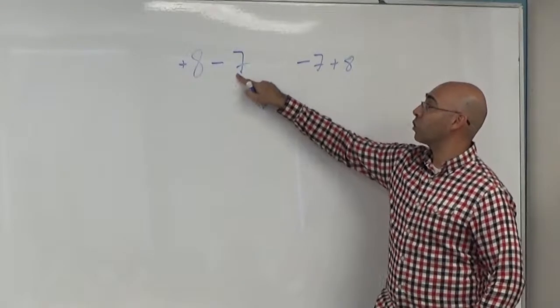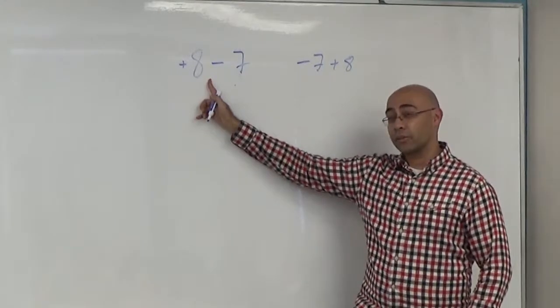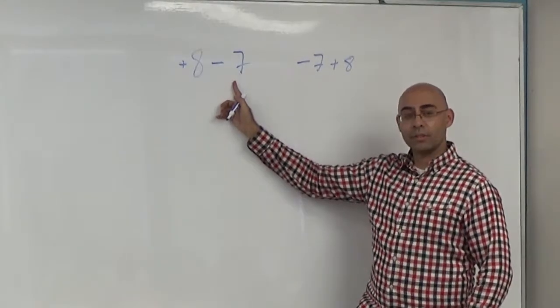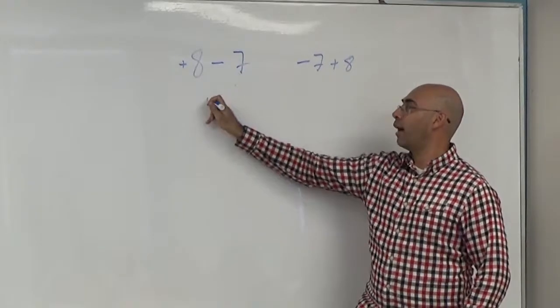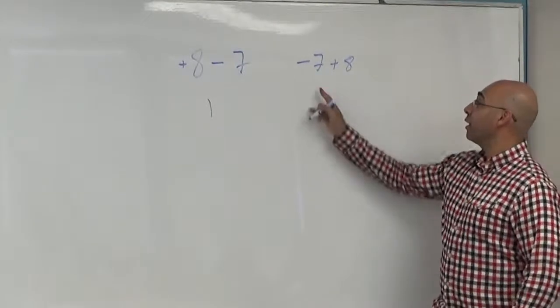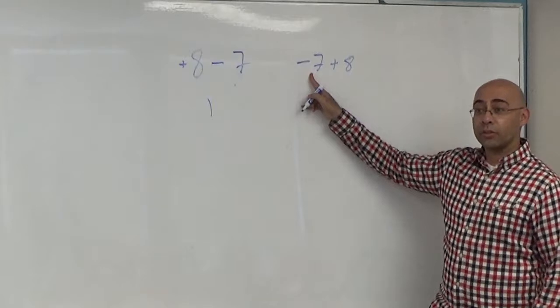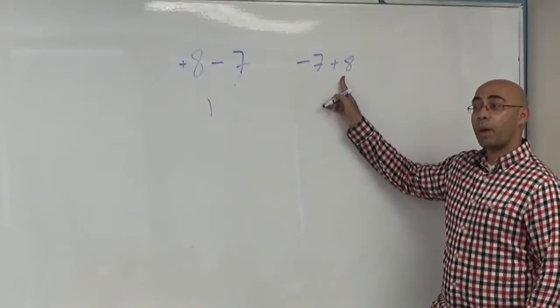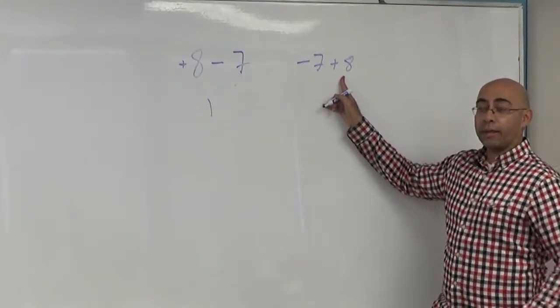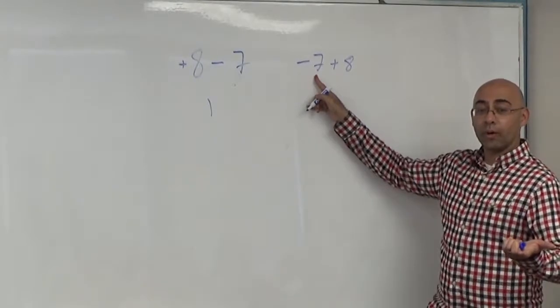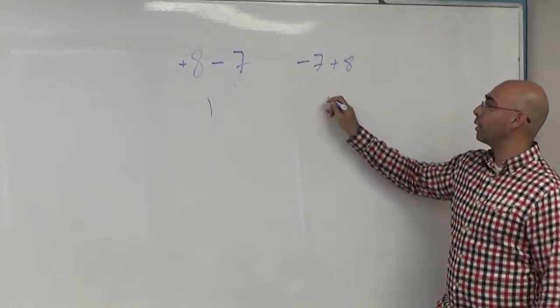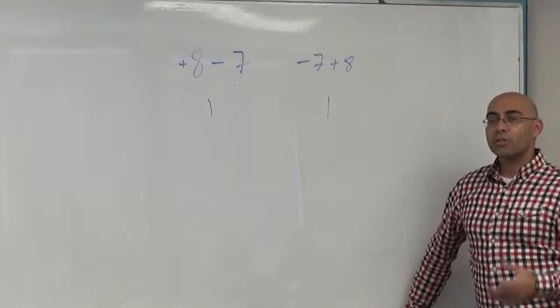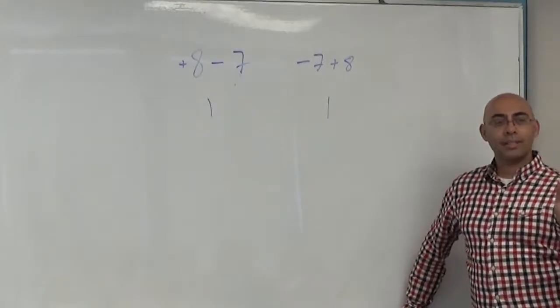So if we think about it in terms of money, if I have $8, but I spend $7, how much money do I have? 1. I still have $1 left. If I owe somebody $7, but I have $8 in my pocket, I'm going to give that guy the $7 I owe him, right? And what am I going to end up with? 1. So the order, even with subtracting, it doesn't matter.